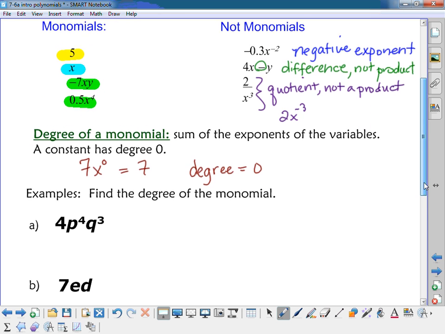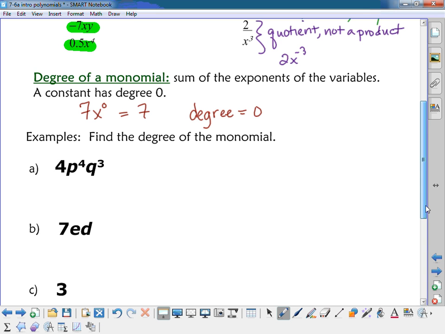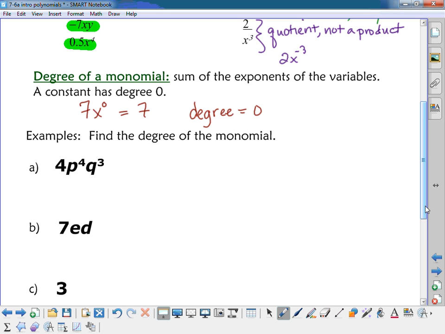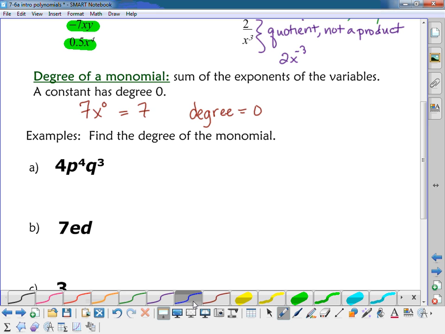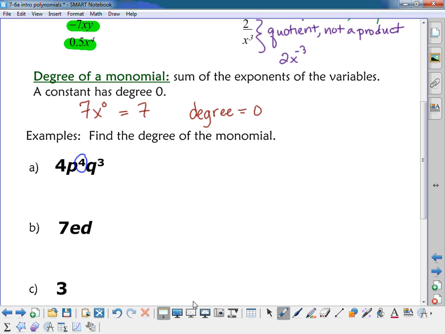Okay, so we've got some examples we'll go through, and then I'm going to have you guys do some on whiteboards too. So for example A, to find the degree, I just look at my exponents. 4 plus 3. What is 4 plus 3? 7. So the degree for that monomial is 7. It's that straightforward. Okay?